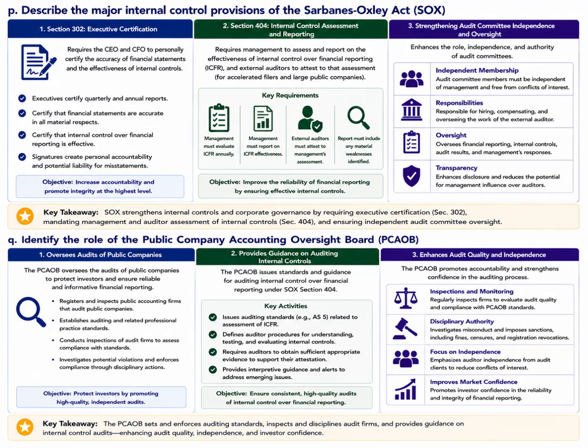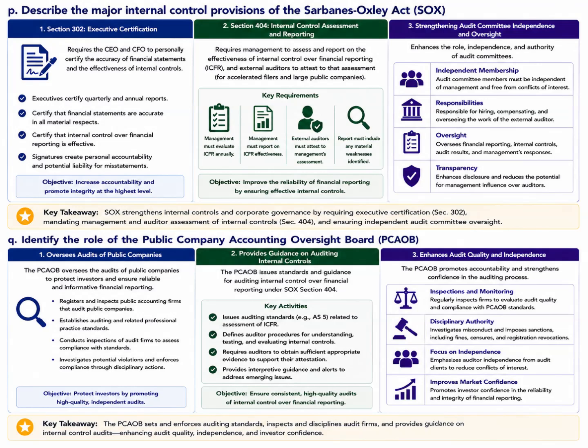Section 404 mandates internal control assessment and reporting. Management must evaluate and report on the effectiveness of internal control over financial reporting, ICFR, and external auditors must attest to management's assessment for public companies. SOX strengthens audit committee independence and oversight. It requires independent audit committees responsible for hiring and supervising external auditors, reducing conflicts of interest and enhancing transparency in financial reporting.